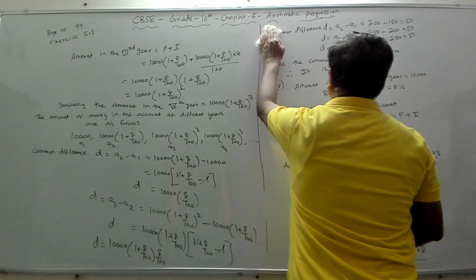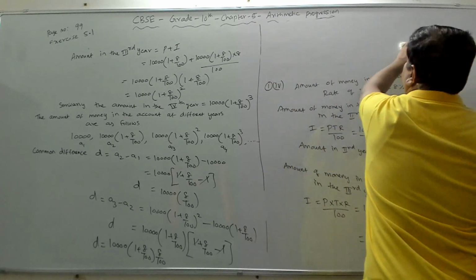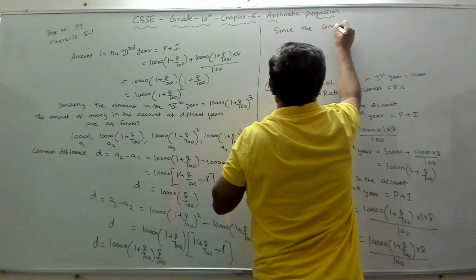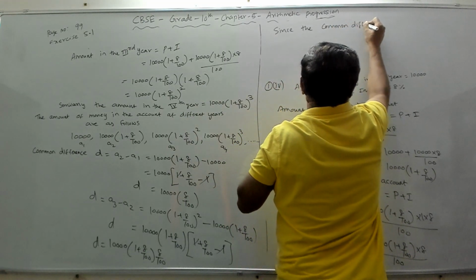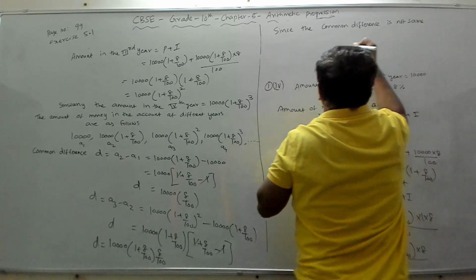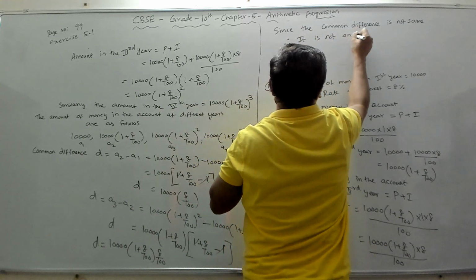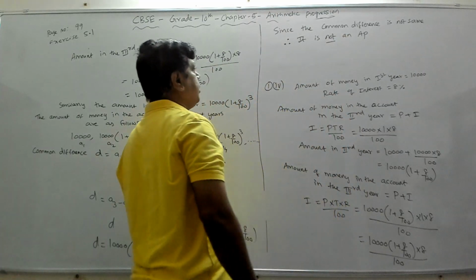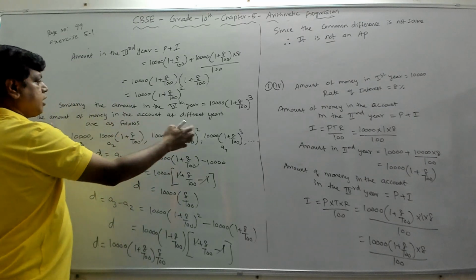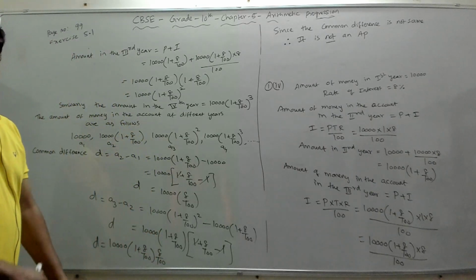So we'll write: since the common difference is not the same, therefore it is not an AP. It is not an AP, which means this list of numbers, which is the amount of money in the account at different years, is not an AP.